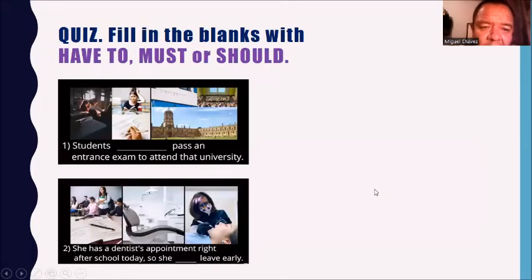Let's check with a quiz if you understand more or less the use of these modal verbs. A volunteer to do the first exercise, to complete it with have to, must, or should, please. A volunteer for number 1. No volunteers? Who says me, please?